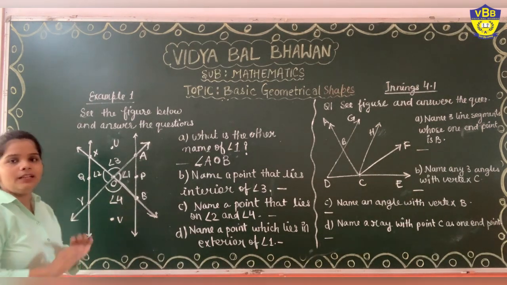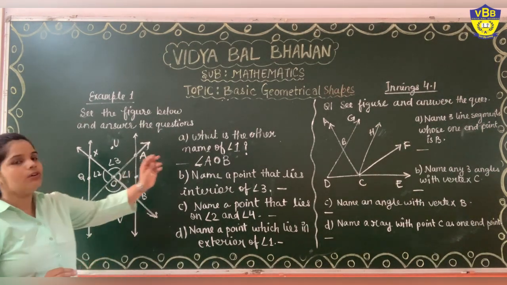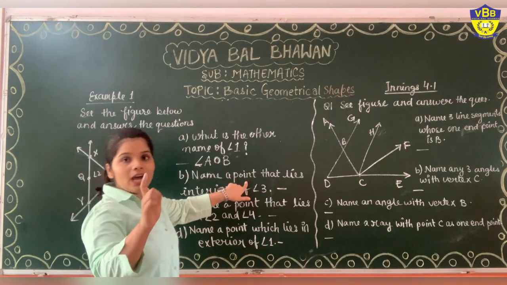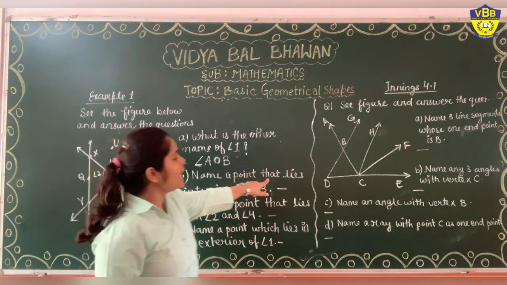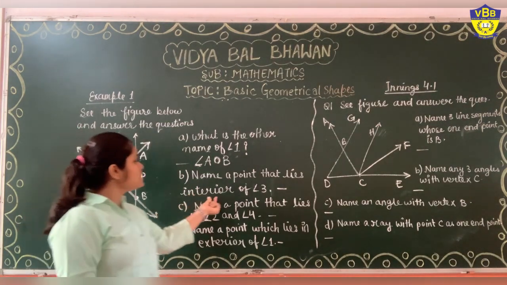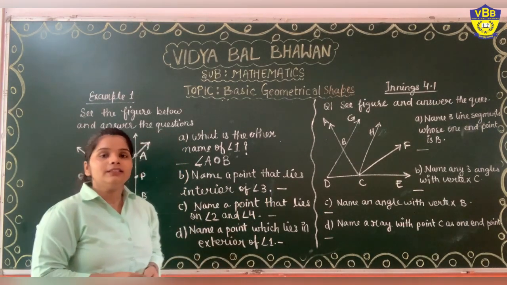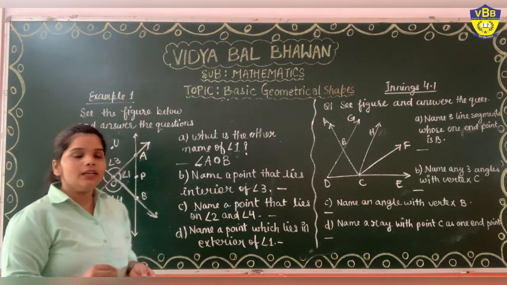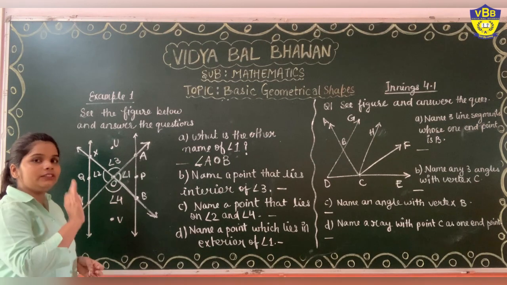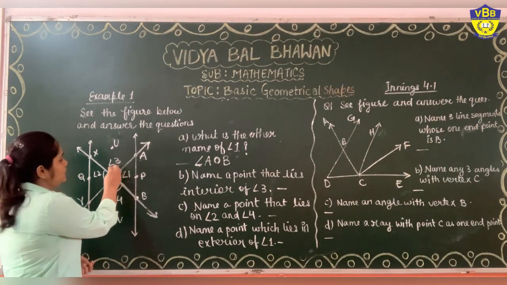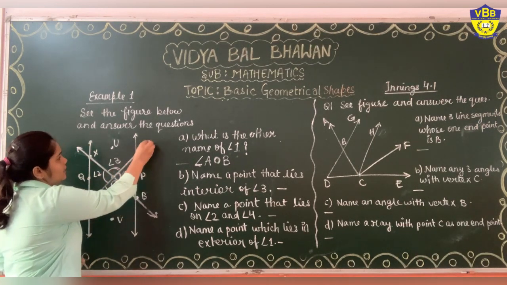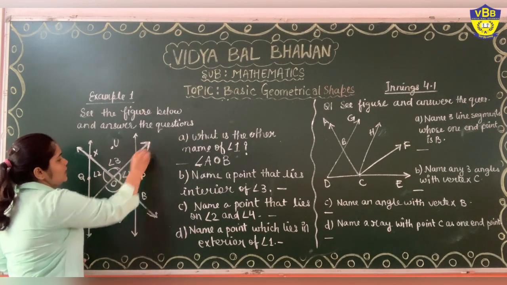It looks difficult, but it is not that difficult. You just need to look at the question and then at the figure. Name a point that lies in the interior. Interior means inside. You have to tell a point which is lying inside angle 3. Where is angle 3? Here it is. This is angle 3. It is formed using this ray and this ray.